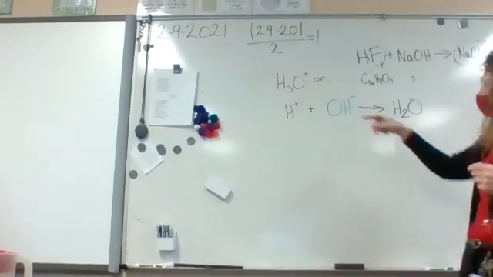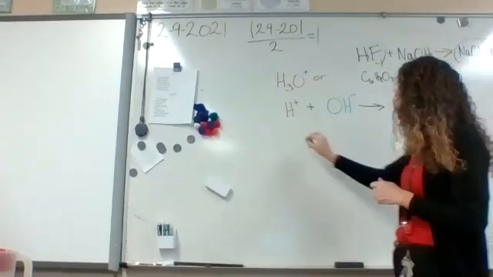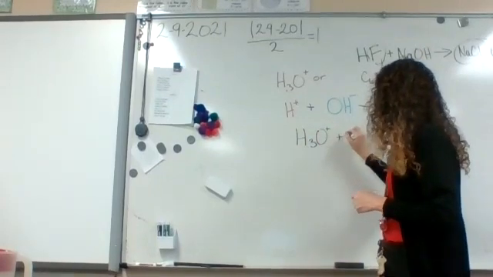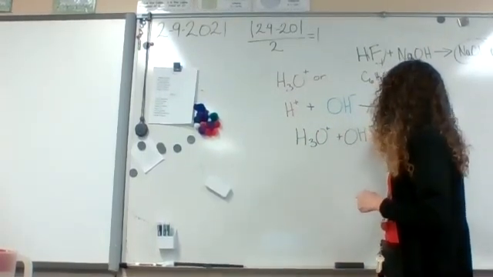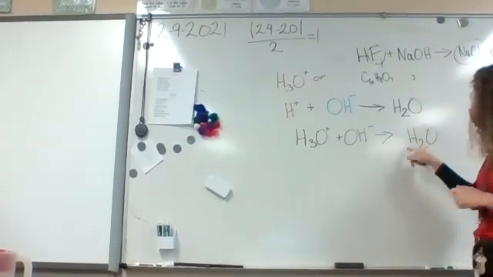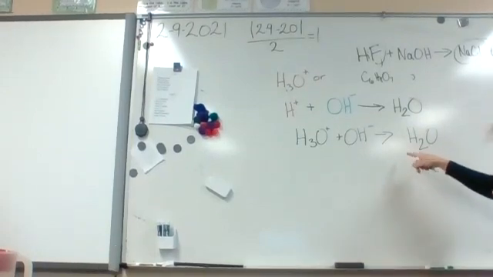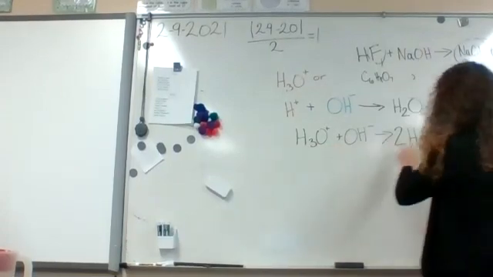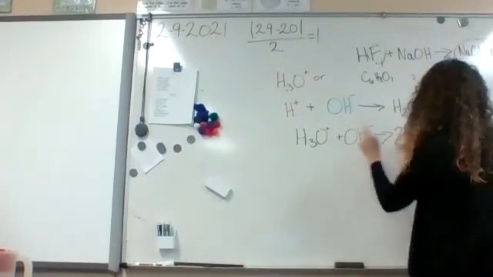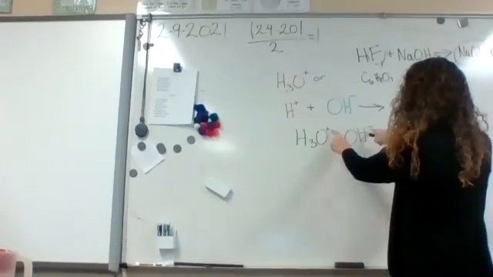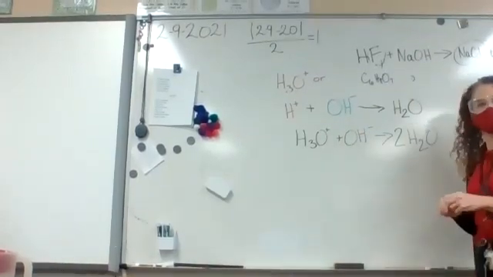So yeah, we could have H3O plus and OH minus lead to H2O. But then is it one H2O? It's two H2Os, because we have four hydrogens, so we need four hydrogens over here, and we have two oxygens, so we need two oxygens. So the atoms balance, but the charges balance too. Kind of cool, huh?